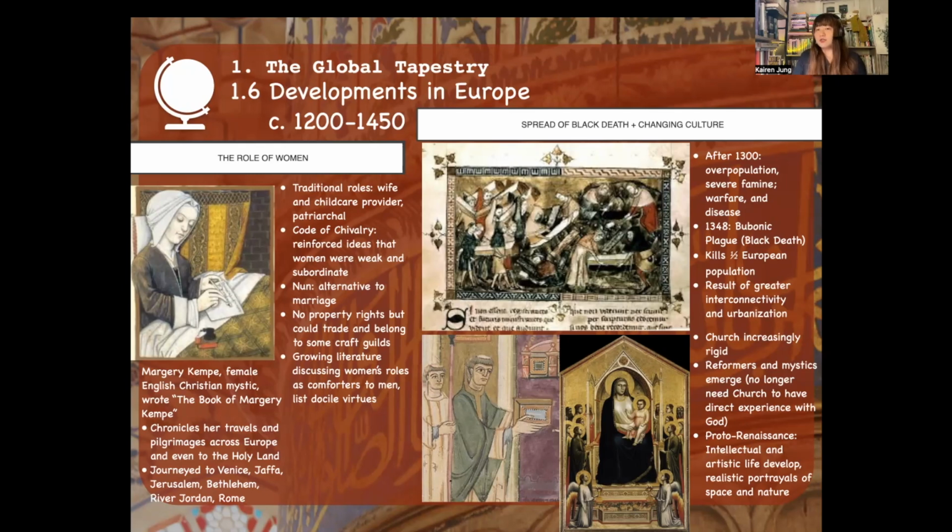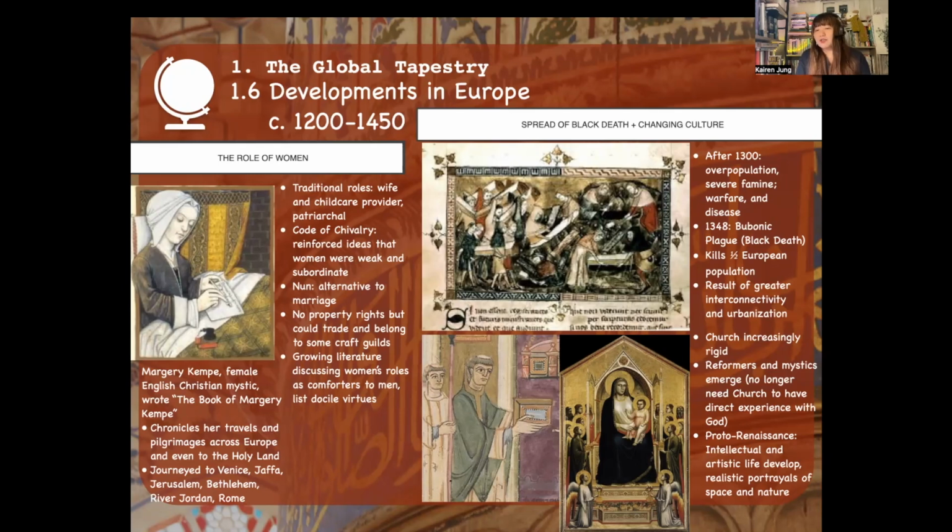It was a result of greater connectivity and urbanization, but also, arguably, the accepted knowledge is that it was spread by the Mongols. Sometimes the Mongols used it tactically in warfare. We'll get to the Mongols in the next unit. The fleas and the mosquitoes and all of the things that traveled along the Silk Road.